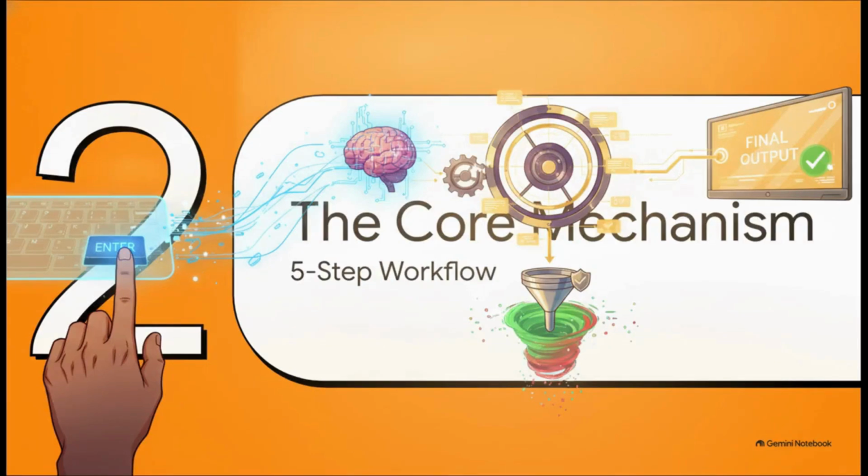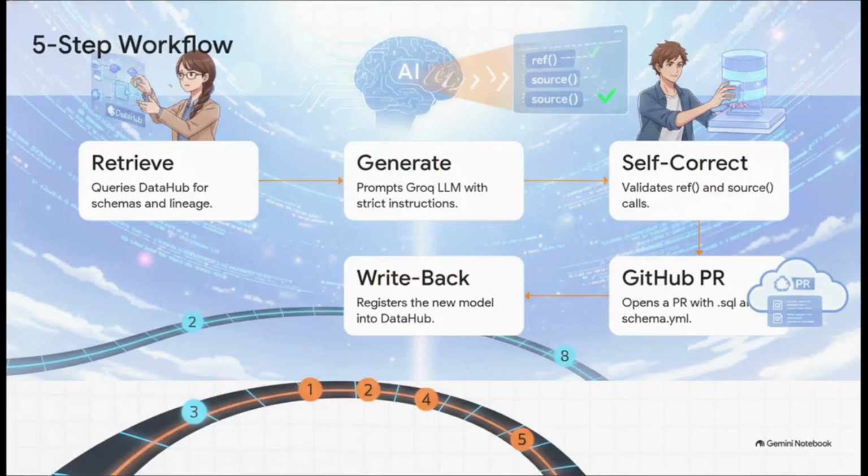Section 2, the core mechanism, the 5-step workflow. Okay, let's dive into this and break down exactly how this AI agent prevents hallucinations from input to output. We can map out this entire guardrail system in a simple 5-step workflow. Step 1, metadata retrieval. Step 2, constrained generation. Step 3, self-correction. Step 4, GitHub PR creation. And finally, Step 5, catalog write-back. When you put these together, these 5 distinct guardrails guarantee that the SQL generated is syntactically accurate and mathematically sound based on your actual real-world data environment. So let's unpack these steps to see the magic happen.